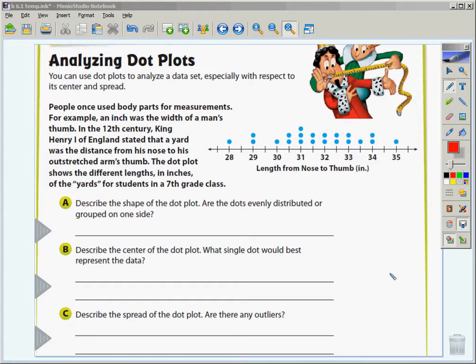When you're analyzing a dot plot, they look at the shape, they look at the center, and they look at the spread. The shape is just talking about, is this kind of evenly spread out, or is it clustered together somewhere? What could you say about this? Are these pretty evenly spread out, or is there a cluster or a group somewhere in this particular set of data?